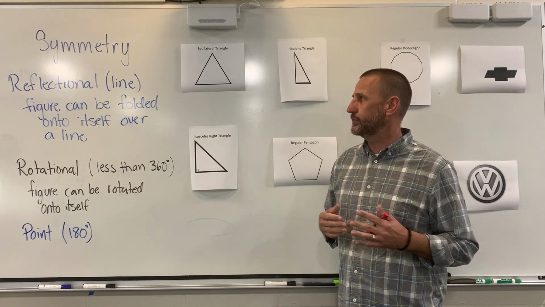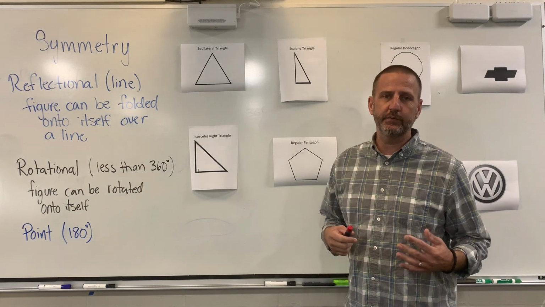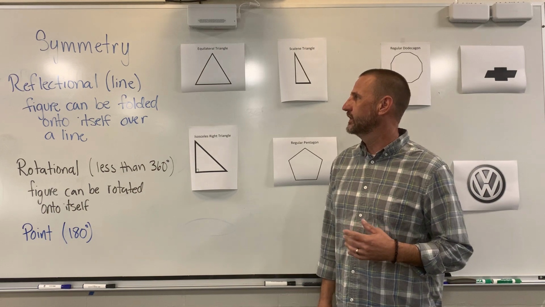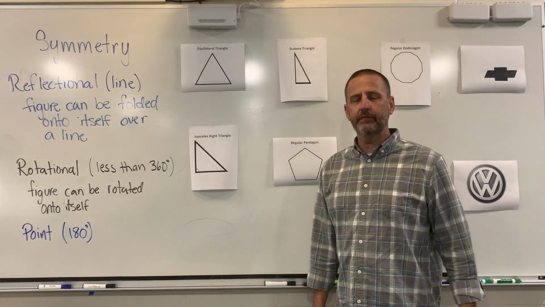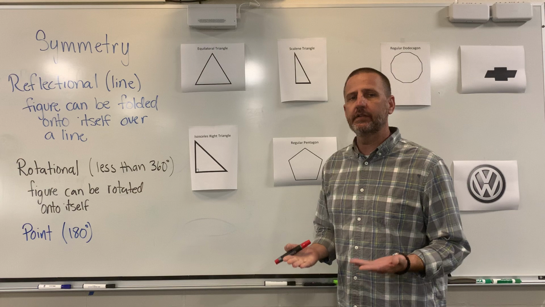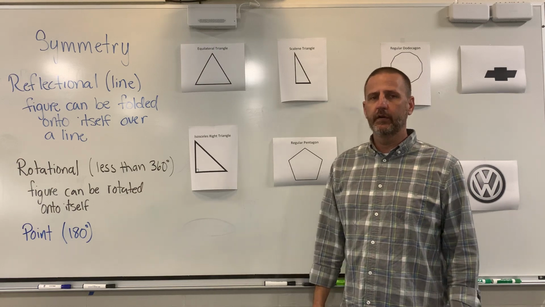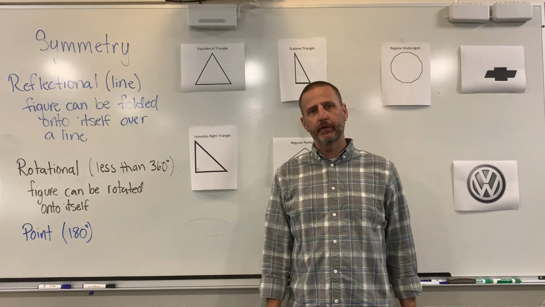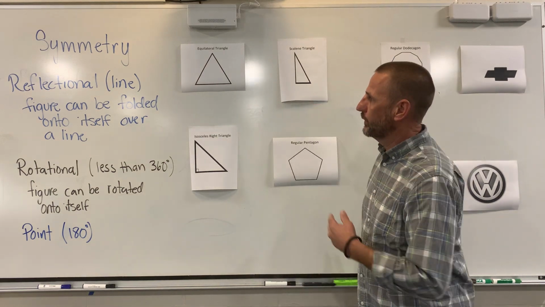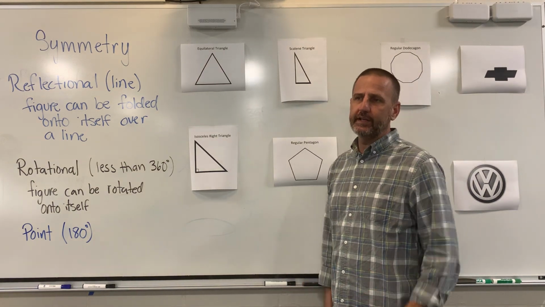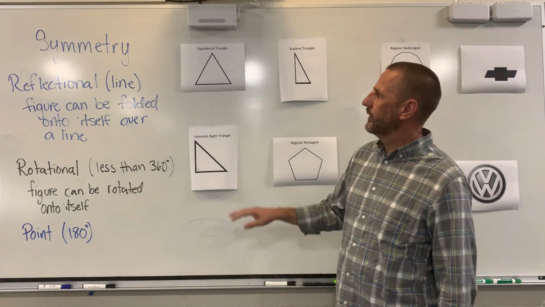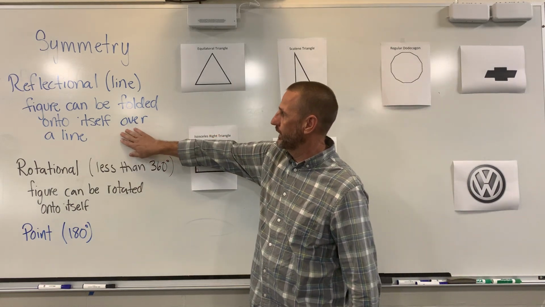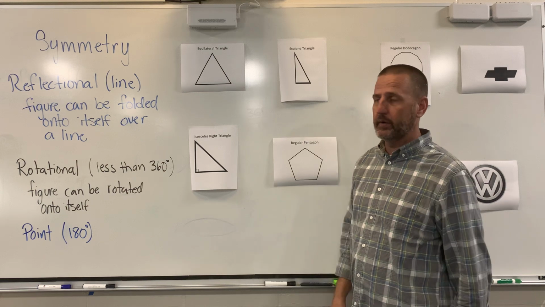Reflectional symmetry is also sometimes called line symmetry, because basically what we're asking is, can you draw a line down the middle of that figure and make it so that that figure would fold onto itself? We like to think of ourselves as having a line of symmetry running right down the middle of our face. Well, that's what we're looking for here. We want to look at each figure and determine whether or not we have this type of symmetry, reflectional, or if you will, line, either one.